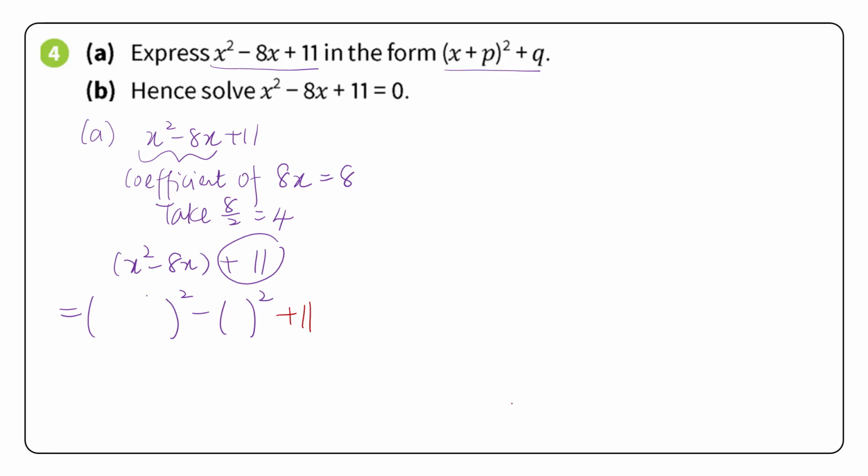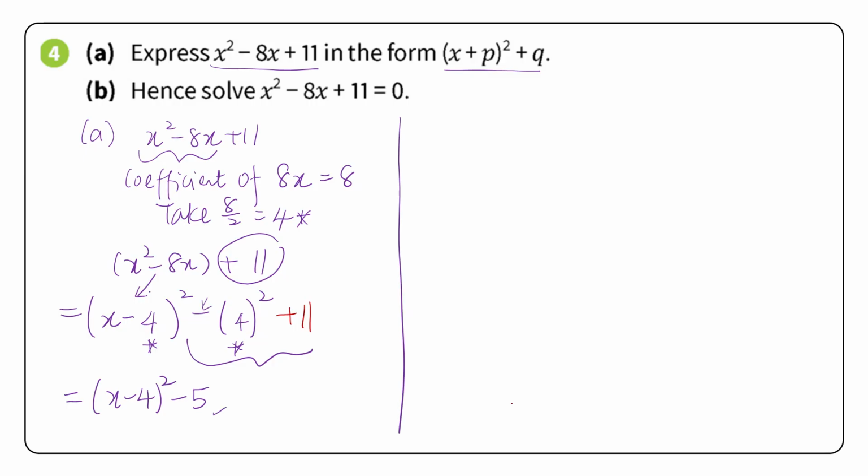So what goes inside there? Yes, x. And then follow this operation. If it's minus, it's minus. Then put in your 4. So minus who? Minus 4 squared, yes. So then you use your calculator to work this out. Make sure you put the negative there. So it's negative 16 plus 11 gives you negative 5. All right, so that's part A.